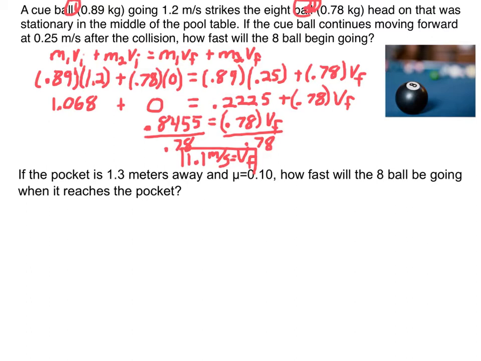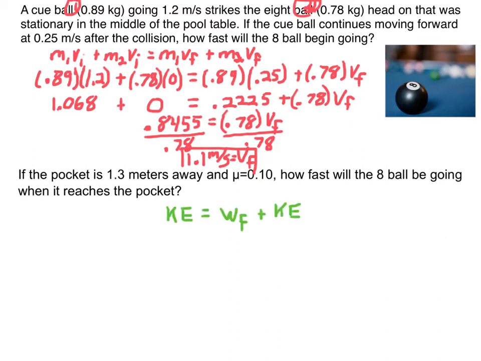The next problem chaining off of that is going to end up being a work energy problem. If the pocket is 1.3 meters away, notice that it's giving me a displacement, not a time. So if it was a time, I would be thinking impulse. Since it's a displacement, I'm thinking work energy theorem. And the coefficient of friction is 0.1. How fast will the 8-ball be going when it reaches the pocket?